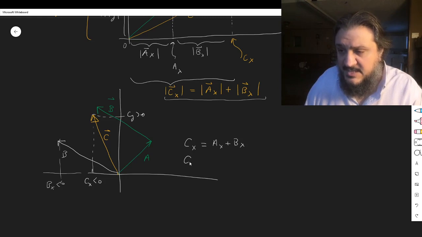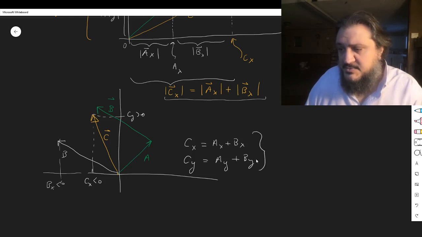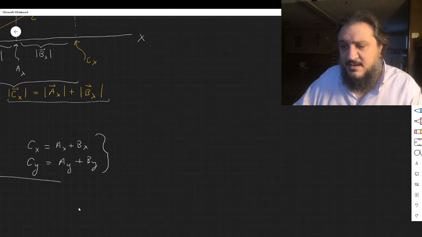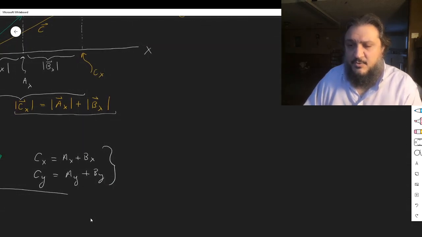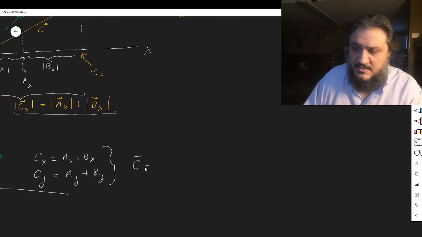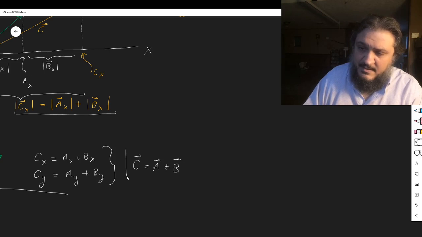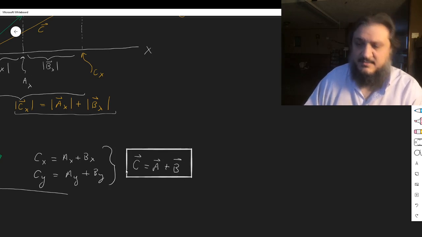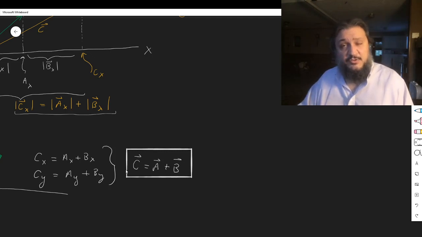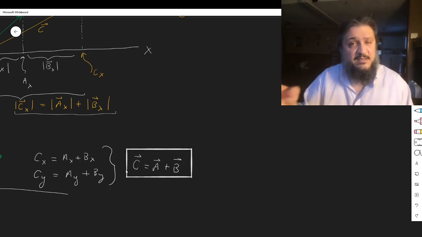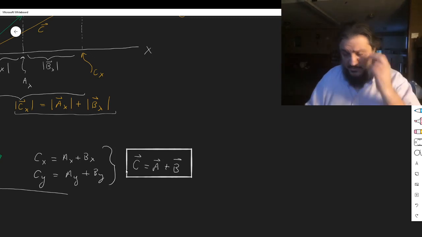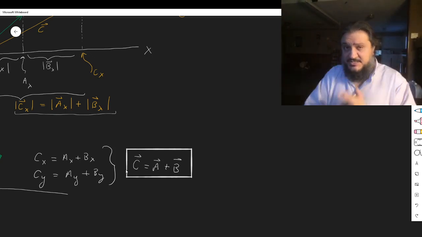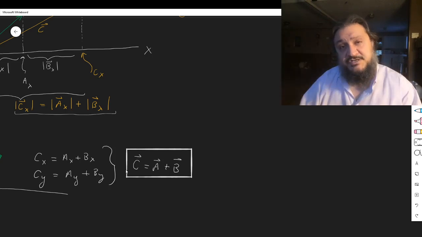Same thing about cy, okay? cy is equal to ay plus by. So basically, these two equations are nothing but this compact equation, c equals a plus b, written explicitly. Whenever you see a vector equation, keep in mind that it is really two or three equations, three meaning 3D, x, y, z, all right? So the compact form may look like just one equation, but it is always multiple equations.